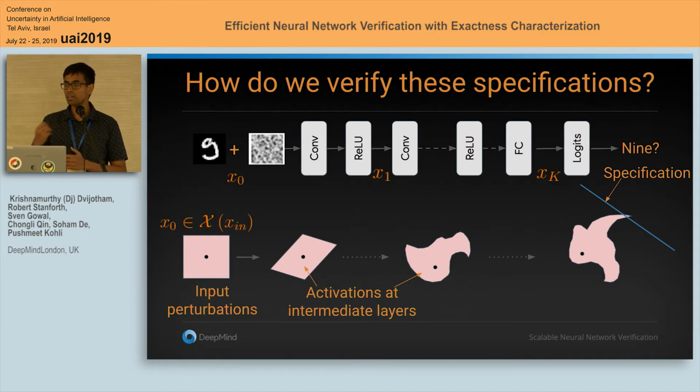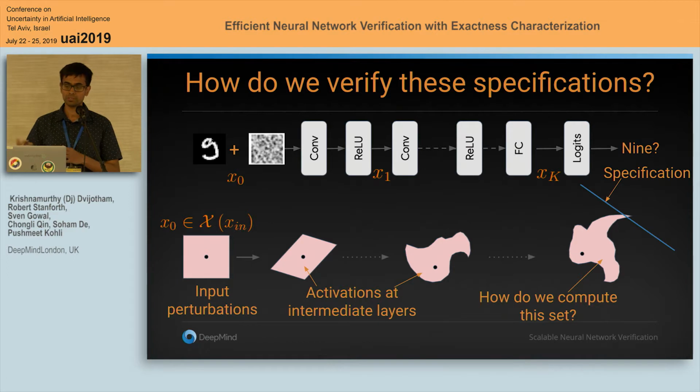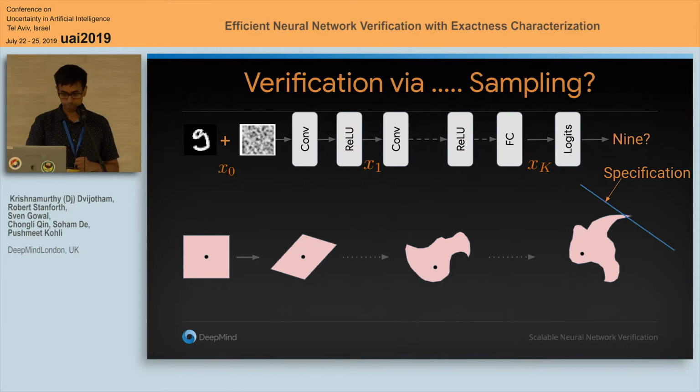And our task is to ensure that this set does not cross the specification boundary. In this picture it does, so we want to detect whether it crosses it, and if it doesn't cross it, we want to get a proof that it doesn't cross, right? So if we could compute this final set efficiently, then we will essentially be done. But that's a very challenging problem because it involves evaluating the neural network at every possible input within this set. And because of the high dimensional nature of the input space, this would quickly become intractable.